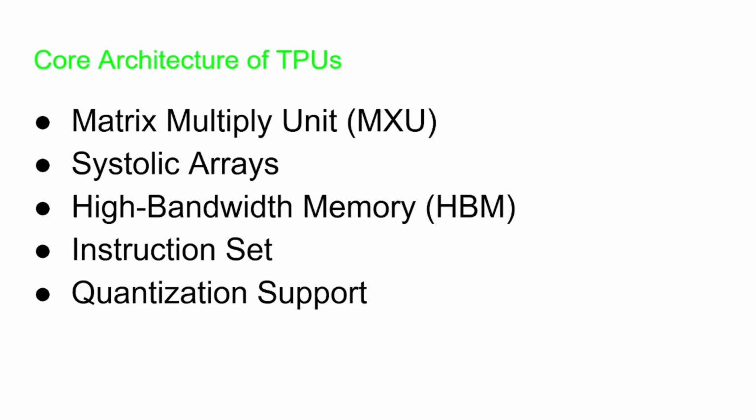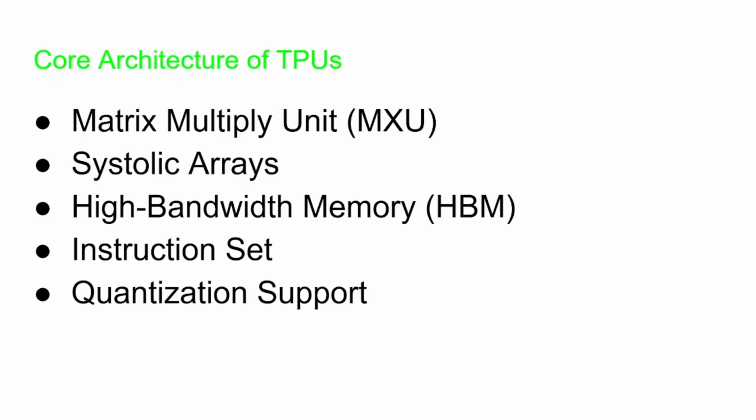The systolic array: the TPU uses a systolic array to pass the data through the network of processing elements. This reduces the need for memory access, which is often the slowest part of computation. Next, high bandwidth memory. Later TPUs, like version 2 and beyond, use HBM to provide high data transfer rates between the memory and the processors. This allows them to handle larger models with faster training.